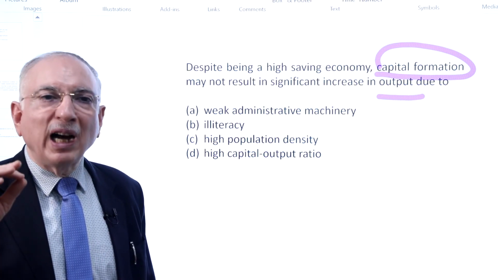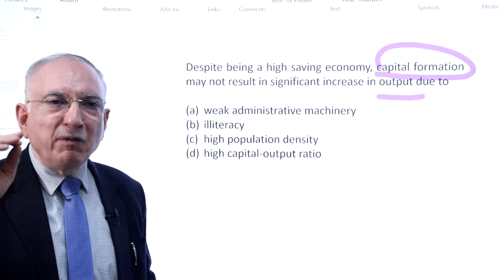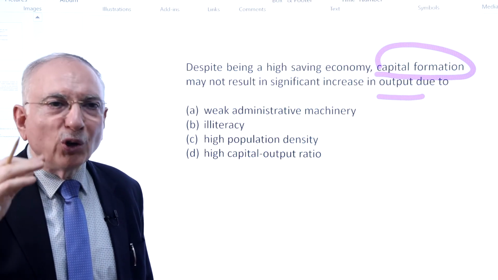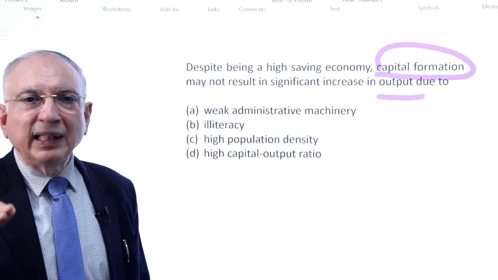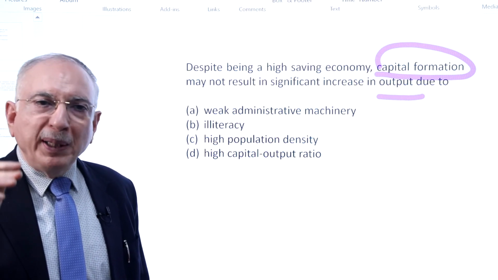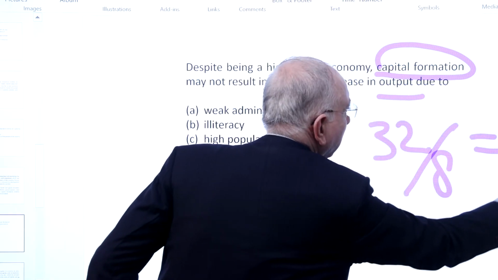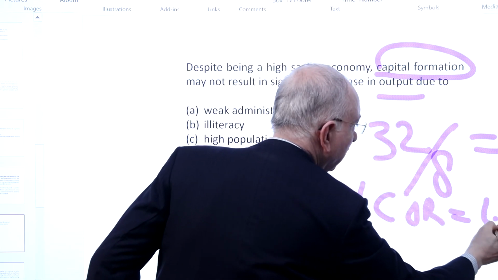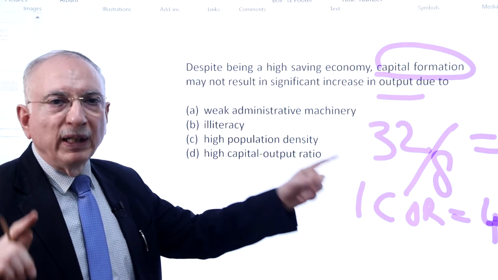Capital output ratio is the amount of capital needed to produce 1 unit of output. Just as an example, if investment in an economy is 32% of GDP, and economic growth corresponding to that level of investment is 8%, that implies that rupees 32 investment produces an output of rupees 8. Therefore, the capital output ratio will be 32 upon 8, which is equal to 4. So our ICOR, incremental capital output ratio, is 4. In other words, to produce 1 unit of output, 4 units of capital are needed.